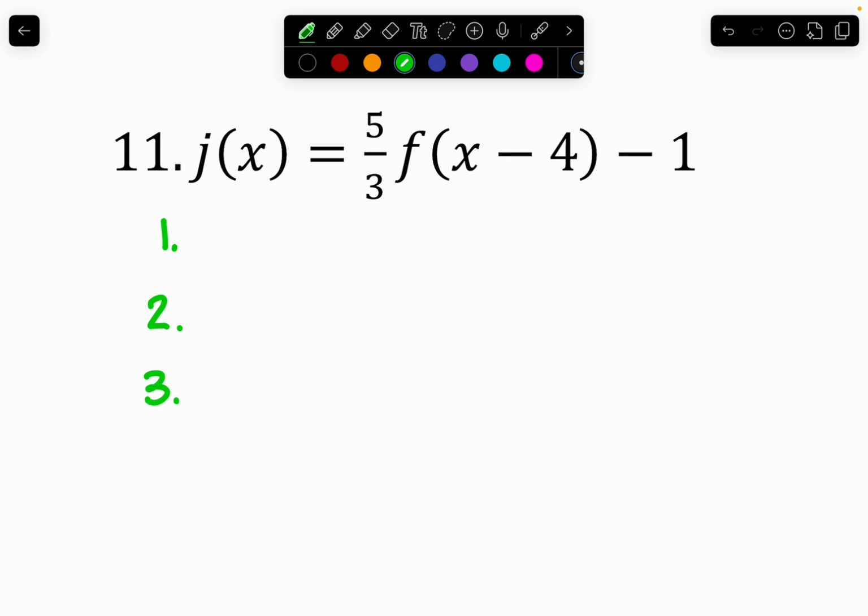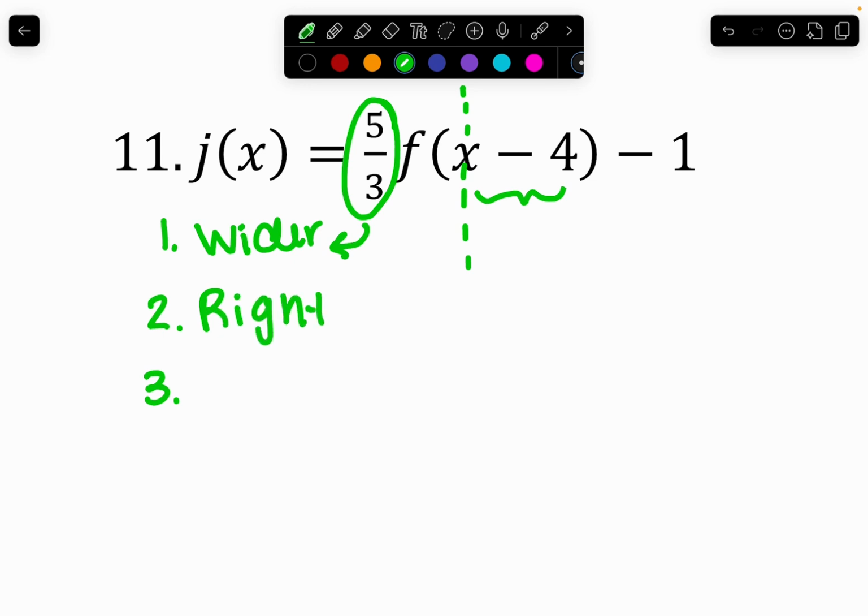Okay, this one has 3 options for the transformations that are occurring. Okay, so here's my x. Anything to the left of x determines width. That is 5/3, and even though it is a fraction, 5/3 is actually a number that is larger than 1, so this is going to make my graph narrower. Then I have this -4 in the parentheses, but it is to the right of x, which means that that's going to affect right or left. And because it is inside of the parentheses, this is going to be a right 4. And then last we have is a down 1.